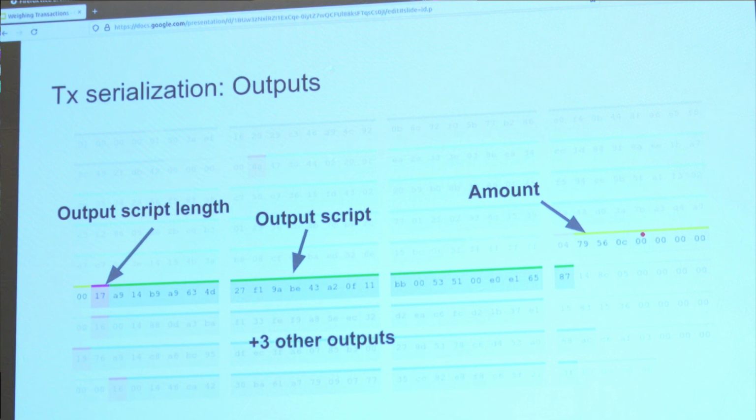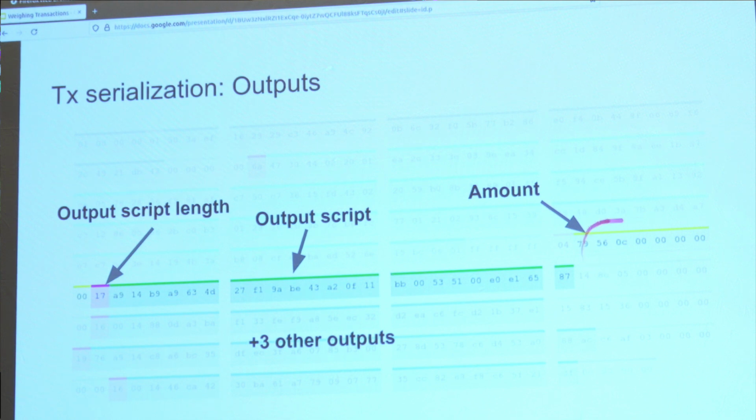A UTXO has a certain number of satoshis that are allocated to it, and then it has a locking script or output script or condition script that codifies the conditions under which this can be spent. Yes, Sahid? The largest amount we can put into a transaction, the amount field is 8 bytes, and I believe that is sufficient to store more than 21 million Bitcoin. Yes.